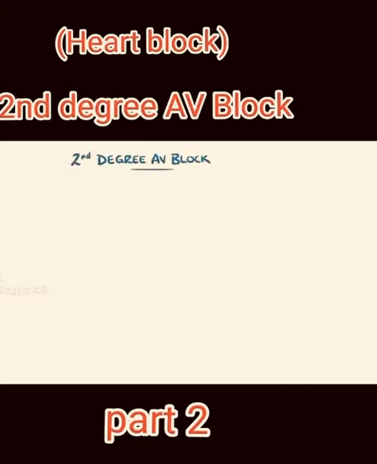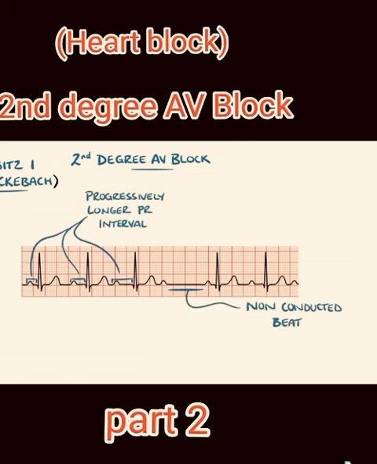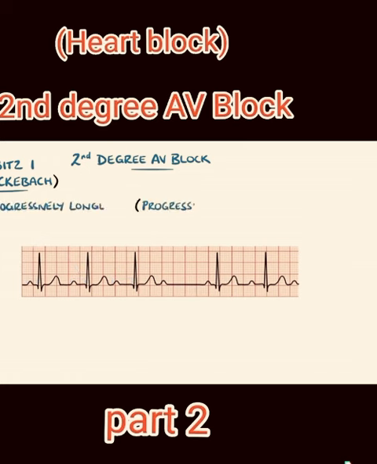Second-degree AV block has two types: Mobitz 1, also known as Wenckebach, or Mobitz 2, known as Hay block. Mobitz 1 or Wenckebach features a progressively lengthening PR interval followed by a non-conducted ventricular beat due to progressive fatigue of AV nodal cells. Mobitz 1 is cyclical and typically features a ratio of P waves to QRS complexes per cycle. For example, 4 to 3 if there are 4 P waves and only 3 QRS complexes in a cycle.